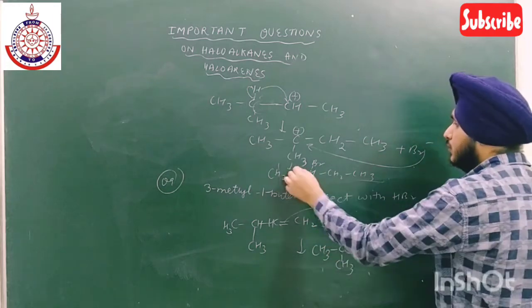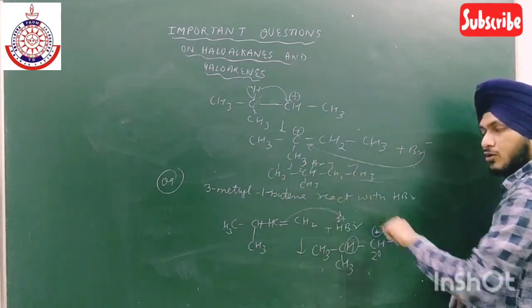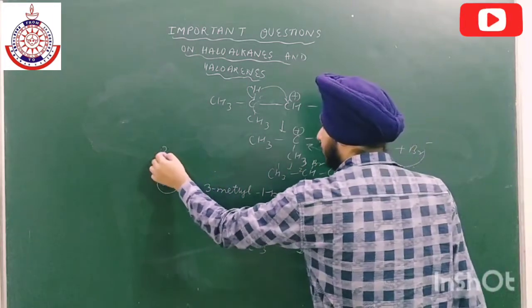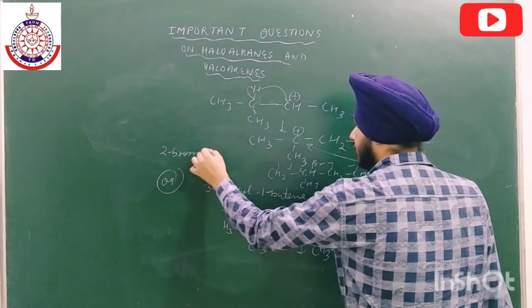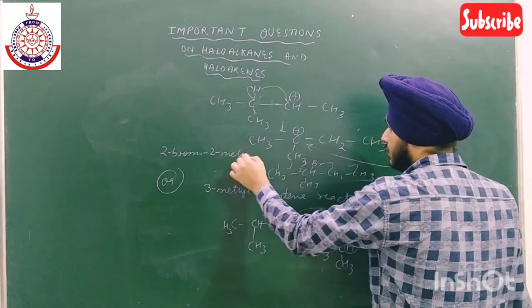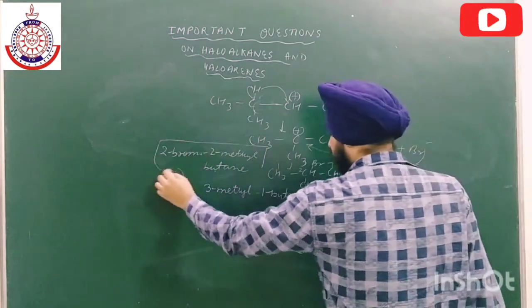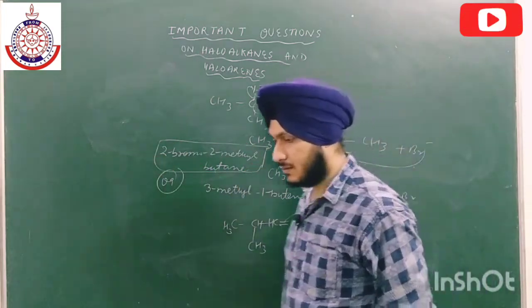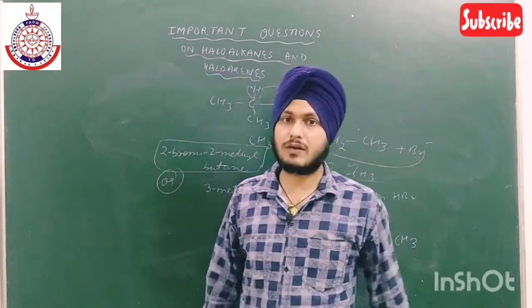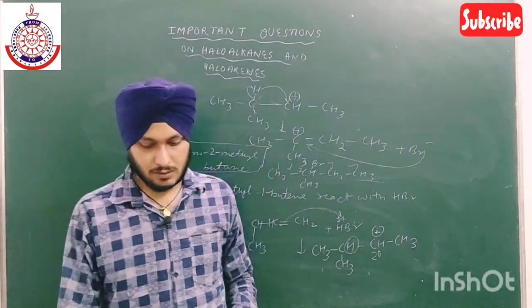Now what is the name of this product? The name is 2-bromo 2-methyl butane. So in the exam you have to write the name of the product also, even if it is not mentioned to write the name of the product.